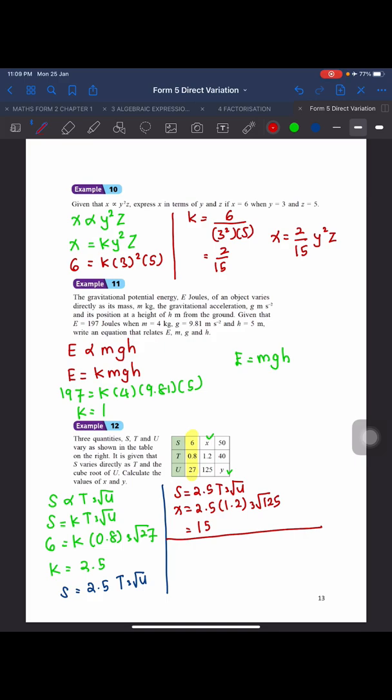So S equals 50 equals 2.5, T is 40, and cube root of y. So cube root of y, you press your calculator, you will get 0.5. So to get the value of y, you need to cube both sides. So 0.5 cube, you will get 0.125.